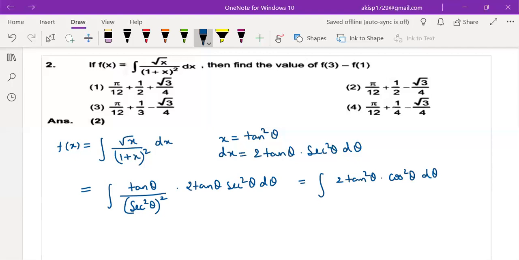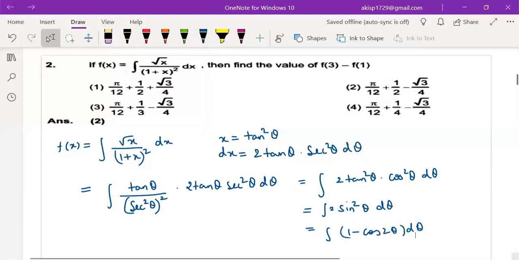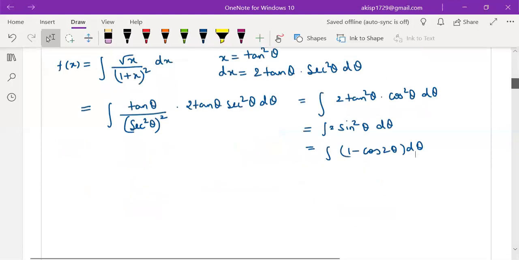So this integral is nothing but the integral of 2 times sin square theta d theta. But sin square theta can be written in terms of cos 2 theta, so this will be nothing but 1 minus cos 2 theta d theta. This is the integral so far. Now we know the integral of 1 minus cos 2 theta, because it is the integral of 1 d theta minus the integral of cos 2 theta d theta.